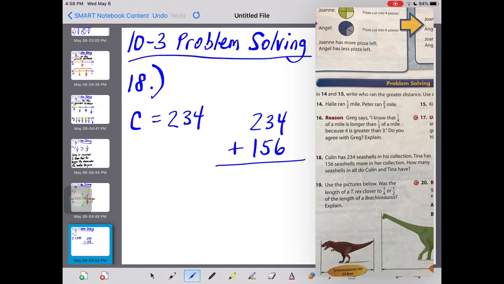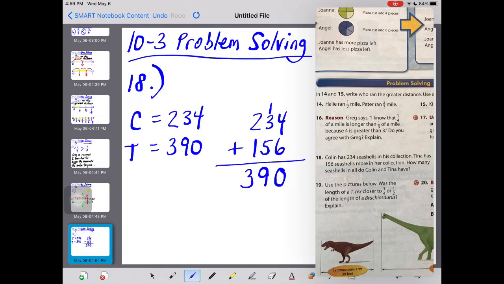So we add 4 plus 6, that equals 10. So I'm going to carry my 10 over, and I'm going to regroup it, and I'm going to put 0 here for 0 ones. I'll add 3 plus 1 is 4. 4 plus 5 is 9. And then 2 plus 1 is 3. So look at that. Tina actually has 390 seashells.